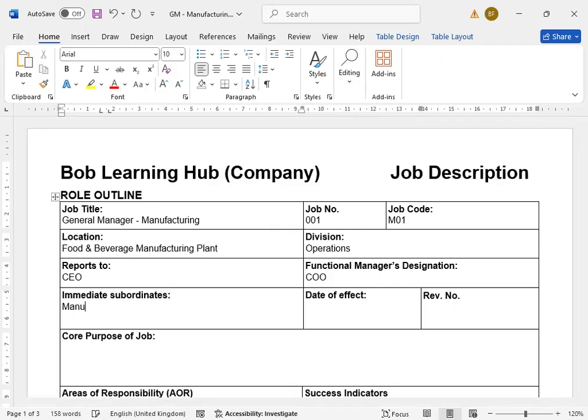So I'm gonna type it now. Manufacturing manager. There could be one, or two, or three manufacturing managers, depending on the size of the manufacturing plant, how many SKU, stock keeping units, are being produced in a manufacturing plant.